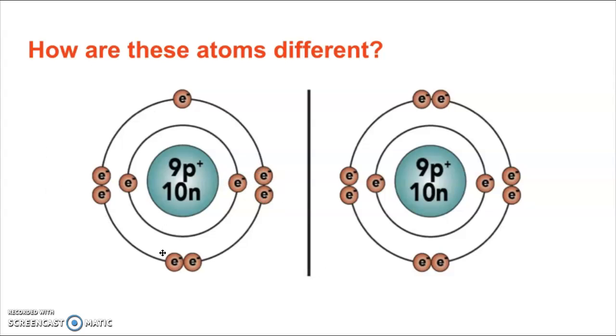Model A, or your atom on your left side, has 1, 2, 3, 4, 5, 6, 7, 8, 9 electrons. Okay. However, the atom on the right, or model B, has 1, 2, 3, 4, 5, 6, 7, 8, 9, 10 total electrons, right? So we have 9 electrons and 10 electrons. So for the first time ever, we are seeing elements and atoms that have different numbers of electrons.